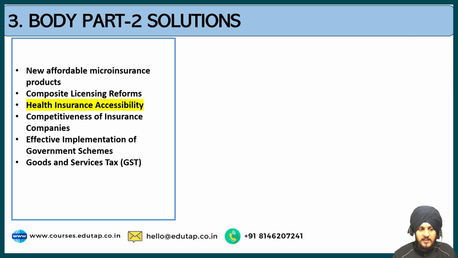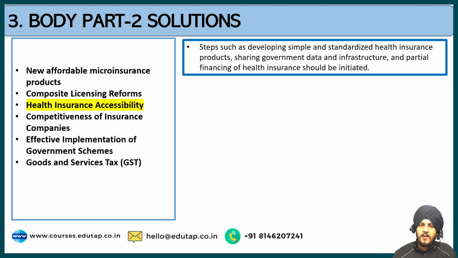The third is regarding health insurance accessibility. As we have seen, according to the Niti Aayog health report, 30% of the people are devoid of health insurance. So the government can take different steps such as developing simple and standardized health insurance products, and can also improve the infrastructure and the funding or financing with respect to health insurance.